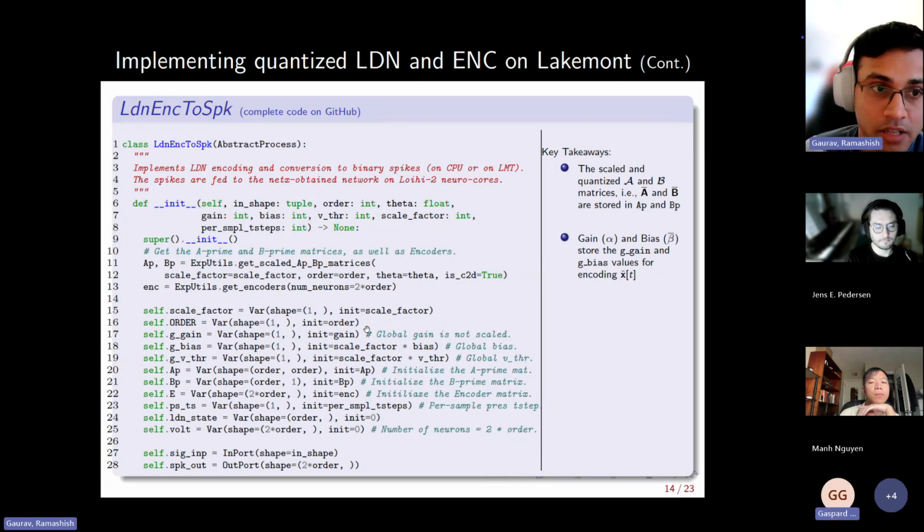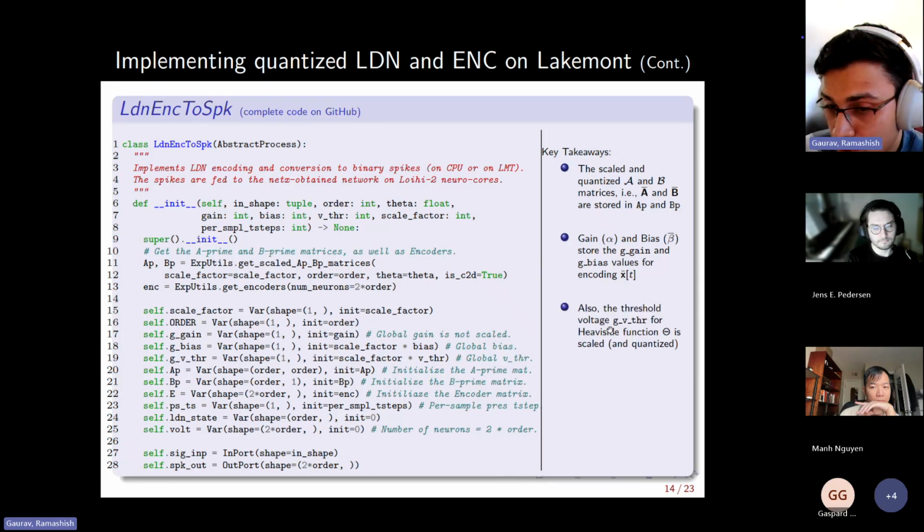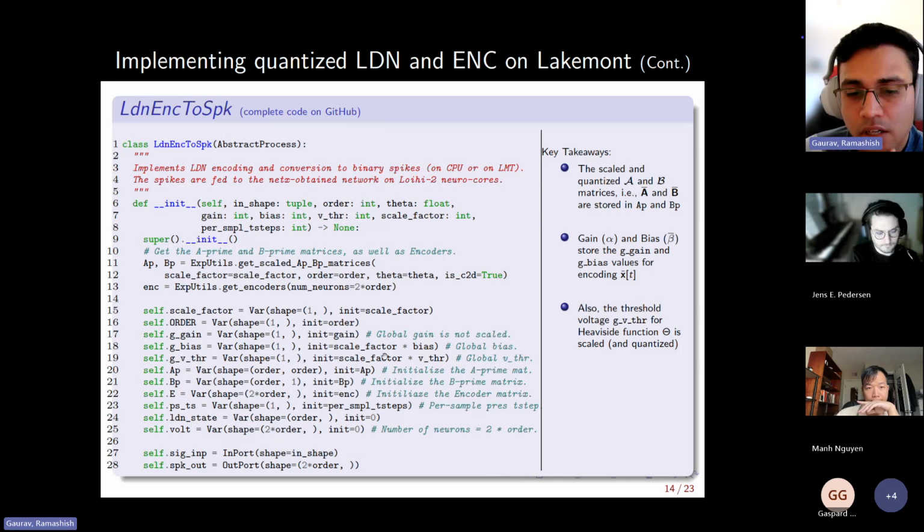Just a reminder, it has to not only obtain the state vectors but also encode them. So you also need the gain and bias values, which are stored in G gain and G bias, for encoding the state vector X bar T. Then you also have the threshold voltage, that is GV, the global voltage threshold for the Heaviside step function, which is also scaled and quantized, as you can see here. I have chosen the voltage threshold to be 1, so if we just scale it up, it is considered quantized.